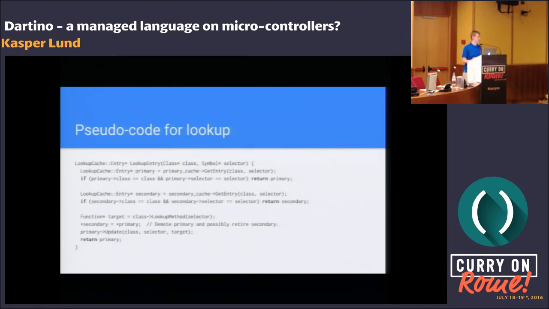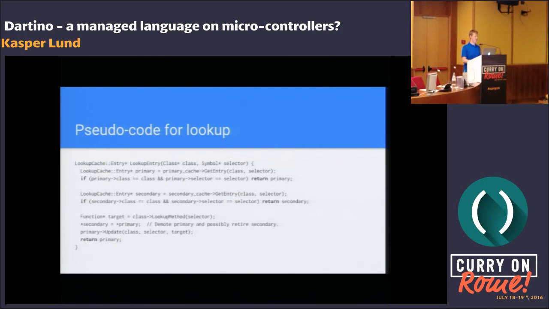And otherwise, you have to go through the expensive step of doing some sort of class hierarchy-based lookup, demote the primary to the secondary table, possibly retiring an entry in that table already, and then update the primary, overwrite the primary cache entry with new information so that you might hit it next time.